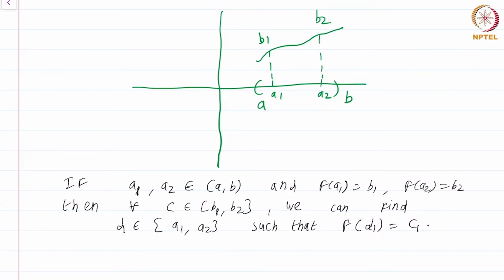Then all values that lie in between B1 and B2 are taken by this function by some point that lies in between A1 and A2. So this is capturing the fact that the graph cannot just jump. It has to move continuously from B1 to B2.